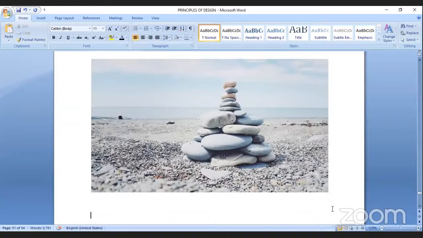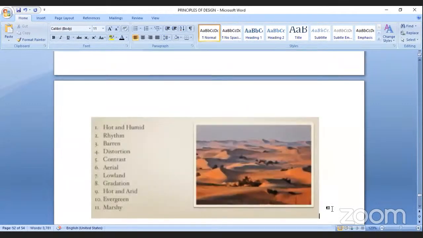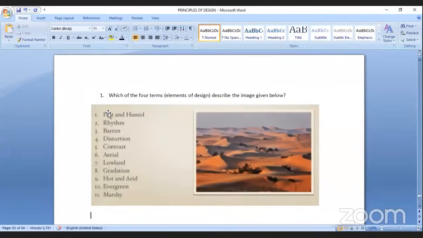Yes, ma'am. We were discussing one example yesterday. This is the one. What they've done is they've given you an image and a few terms, and you have to tell which of the terms describe the image. It's a little blurred, but I think we'll get it. Yesterday we were discussing hot and humid. It cannot be hot and humid, because humid means moisture, climate near water. This is near a desert, so there is no moisture. So not the first one. Second, rhythm.